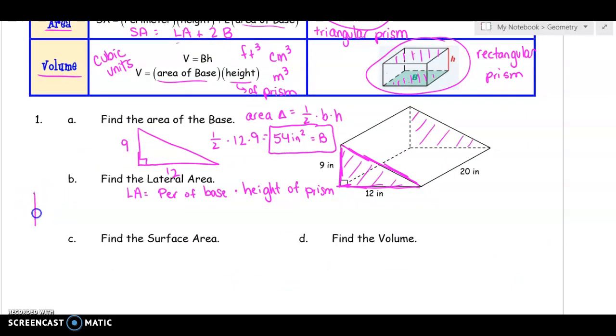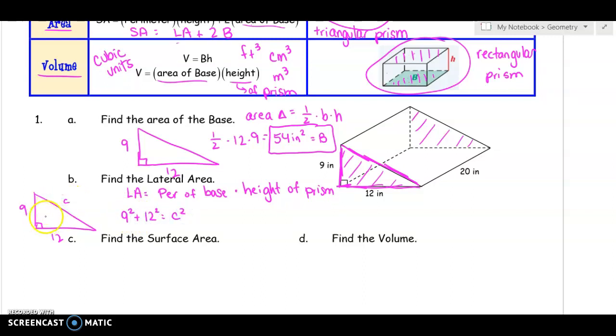So if we look at this triangle, we've got 9 here, 12 here. Perimeter means you add up all the sides of the base. So we'd have to add up all 3 sides of this triangle. I don't know what the side is yet, but I can find it. Again, we have a right triangle. We know 2 out of the 3 sides. Pythagorean theorem is going to pop up again. We've got 9 squared plus 12 squared equals c squared.